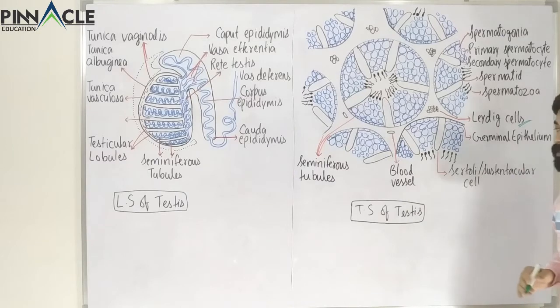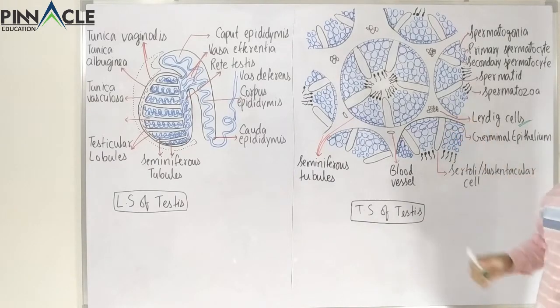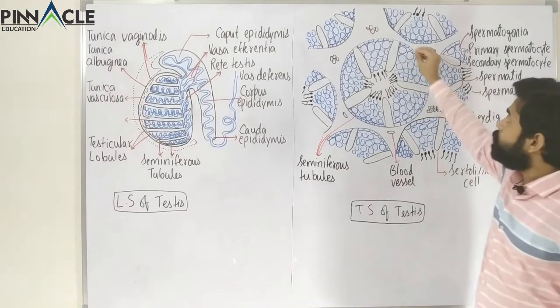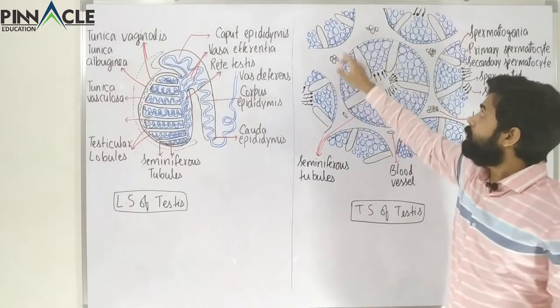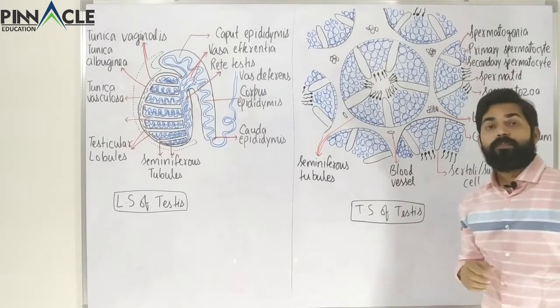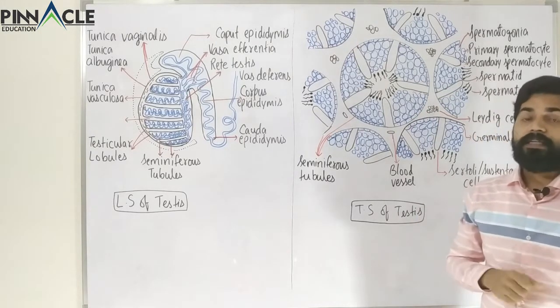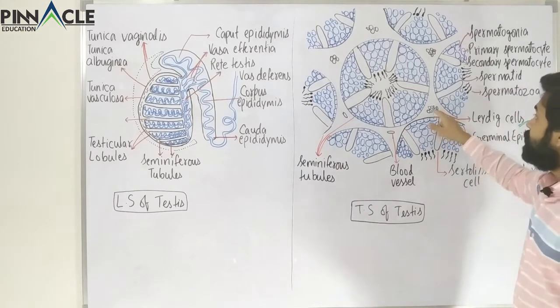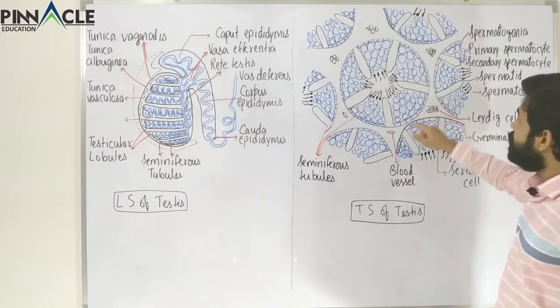First is the Leydig cell. Now this Leydig cell is a very important structure. Though it is very small in number, you can see these aggregations of cells are the Leydig cells, but their function is to produce the main male sex hormone, and that is called testosterone. So these Leydig cells, this space is called the interstitial space.